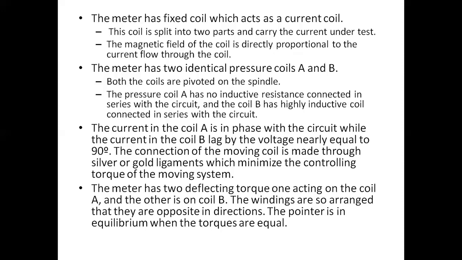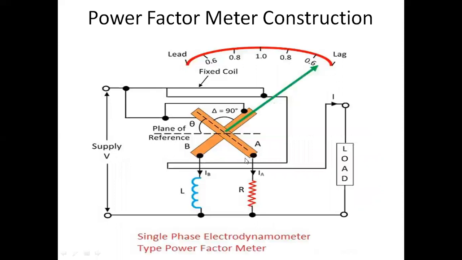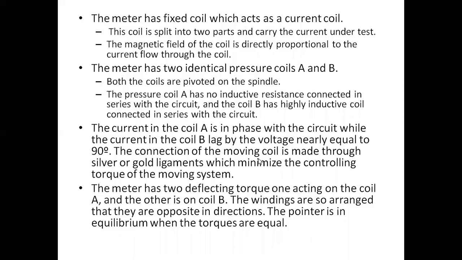The meter has two identical pressure coils, A and B. Both the coils are pivoted on the spindle. Pressure coil A has no inductive resistance connected in series with the circuit. Here, the A coil is connected with the resistive circuit, no inductance is connected. And coil B has a highly inductive coil connected in series with the circuit. The current in coil A is in phase with the voltage, while the current in coil B lags the voltage by nearly 90 degrees.